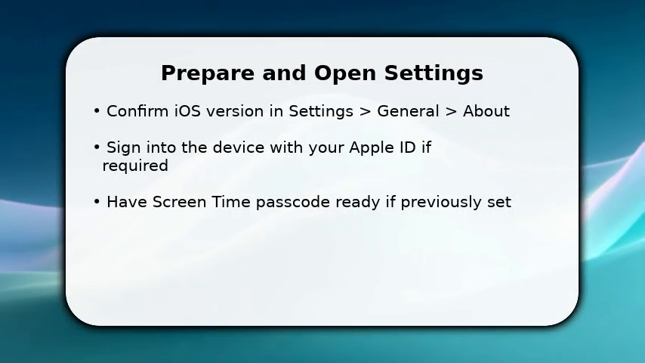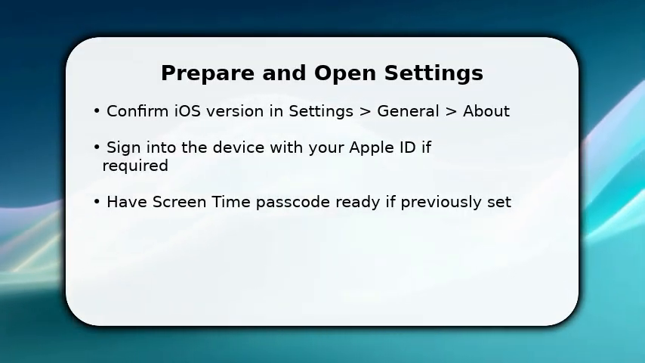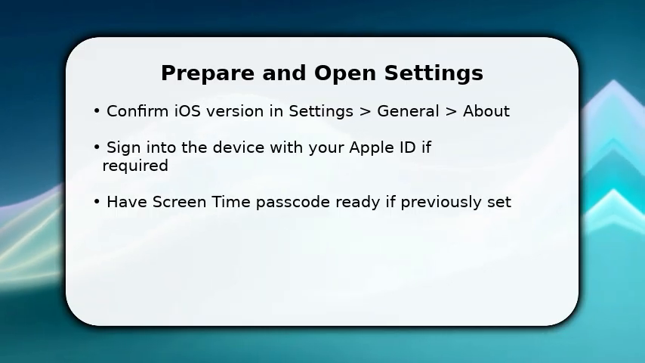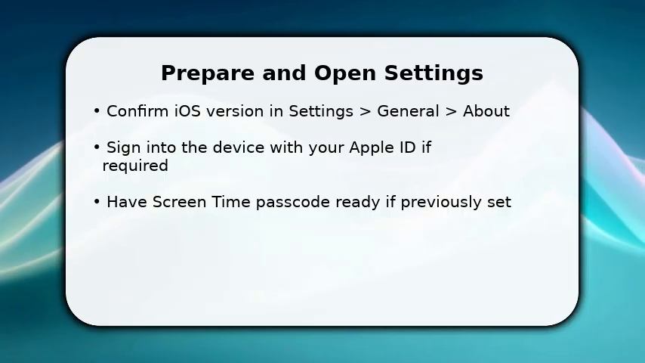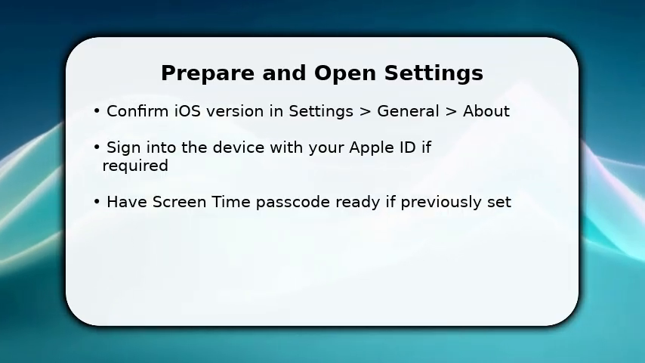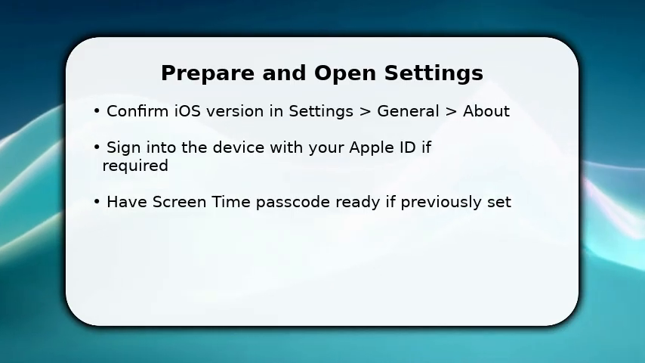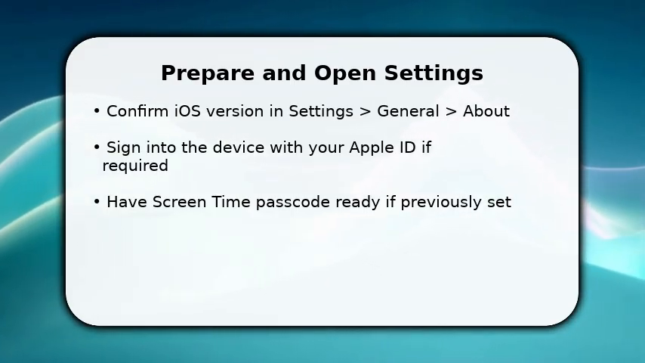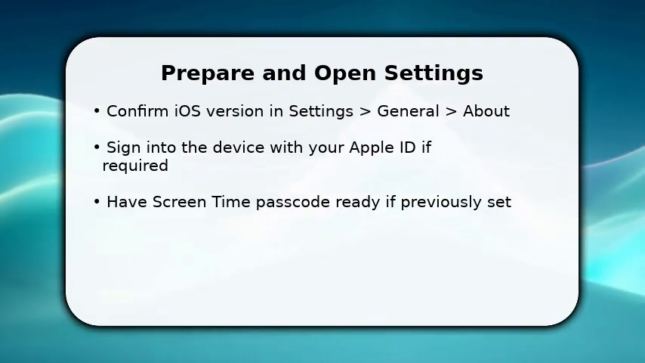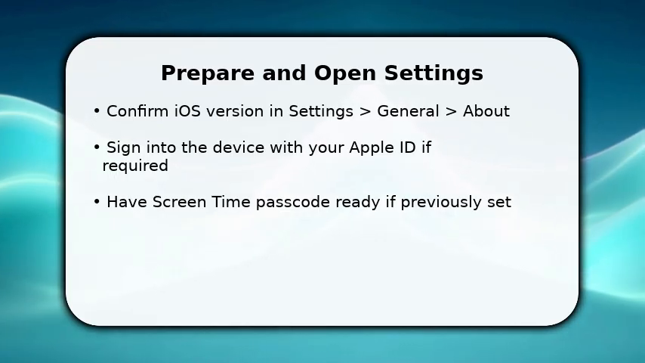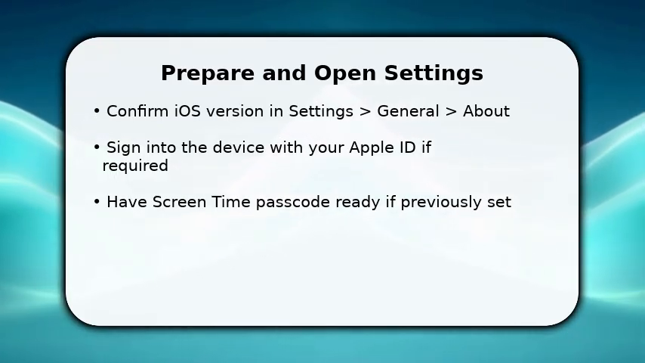You'll start right inside Settings. Open it now and check iOS version under General, About, so you know what options you'll see. Next, sign into the device with your Apple ID if prompted. This makes changes persist across iCloud devices. If Screen Time is enabled, make sure you know the passcode. Otherwise, you won't be able to change content restrictions. Once done, tap Screen Time to begin the actionable unblocking steps described next.